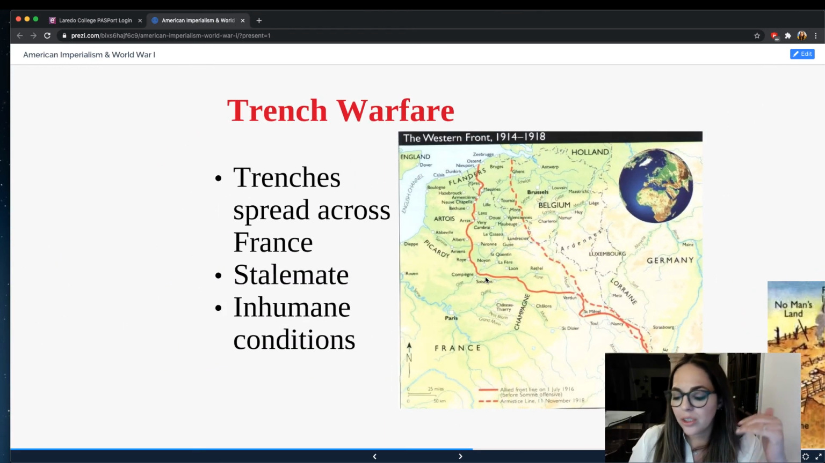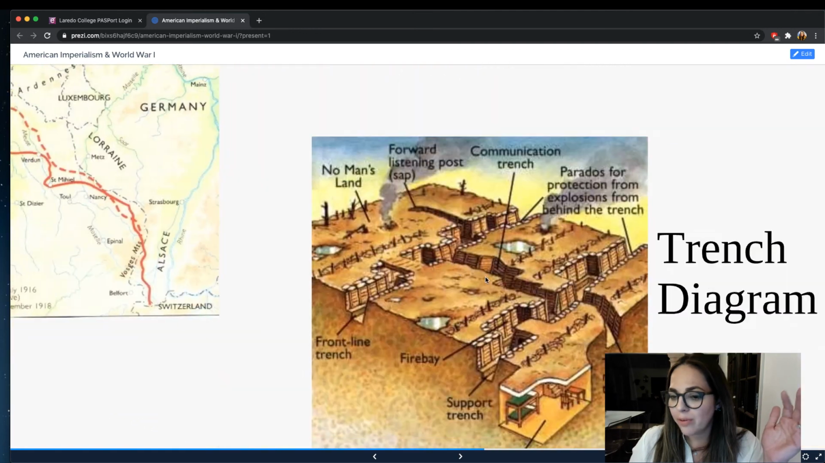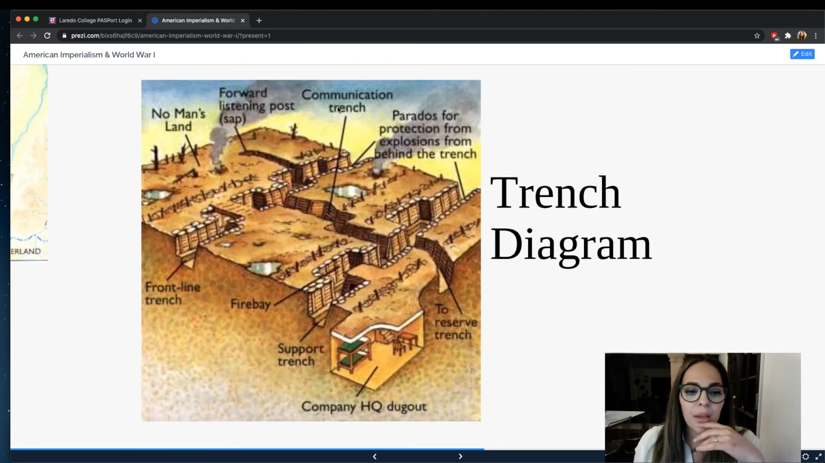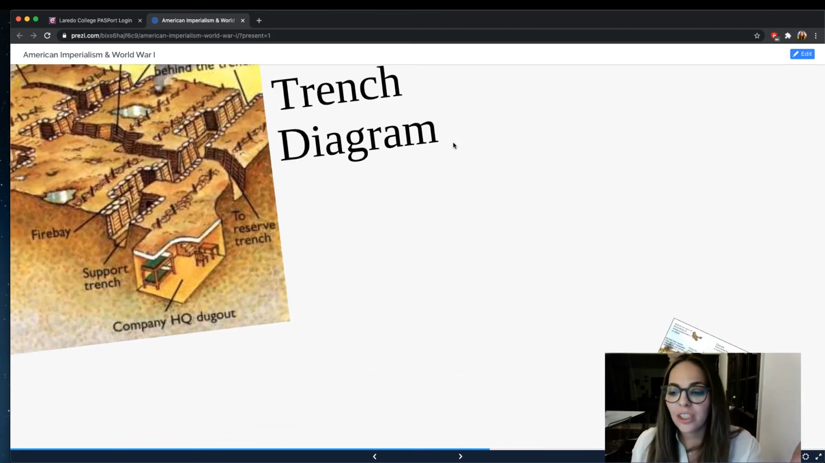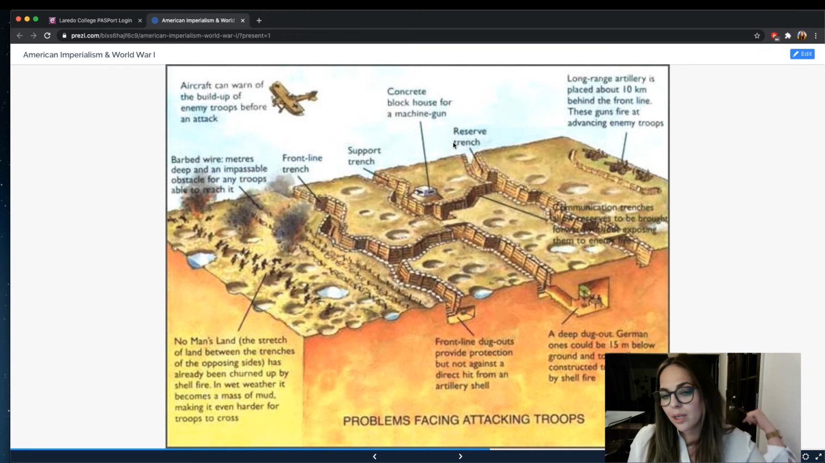Life in the trenches is another thing I want to talk about very quickly. Like I said, these trenches are going to be pretty stationary. They're not going to move very much. You, of course, have no man's land, right? Which is literally like, you don't want to be there. Why? Well, let me tell you why.